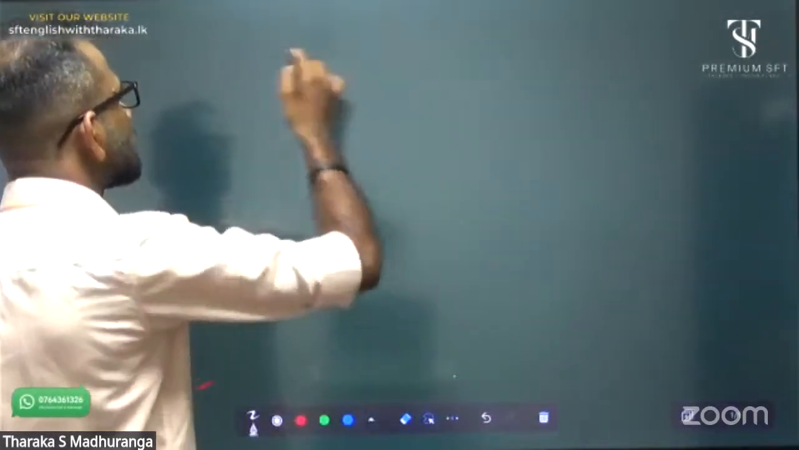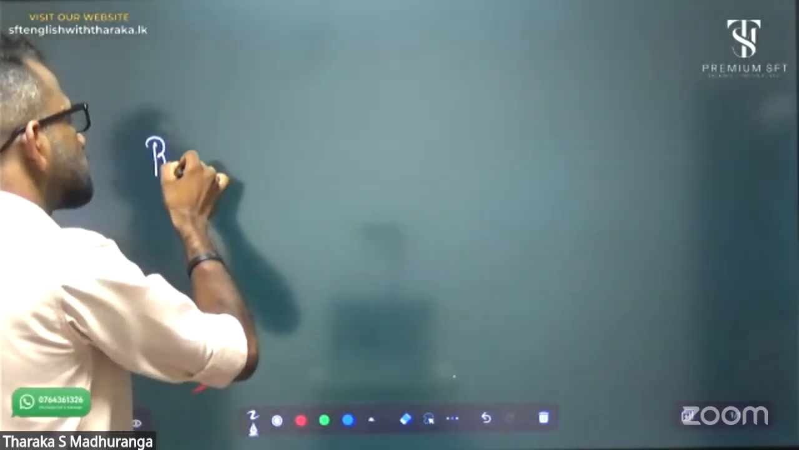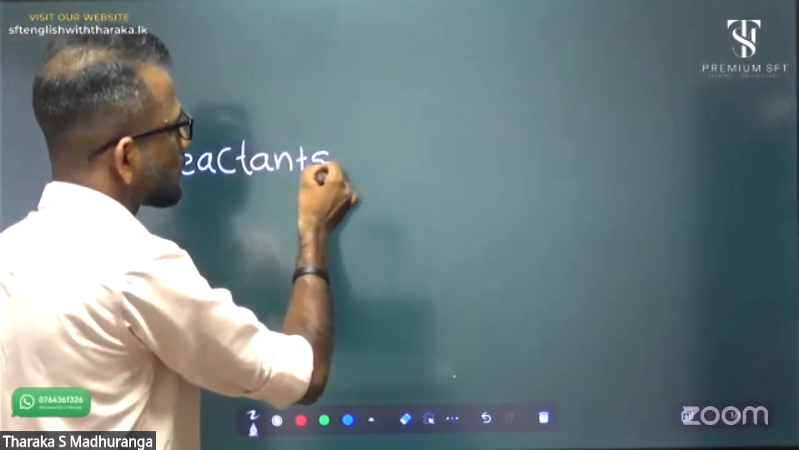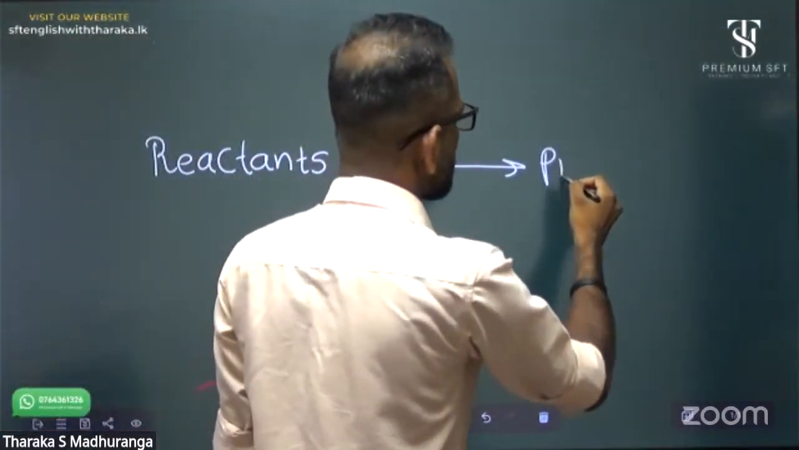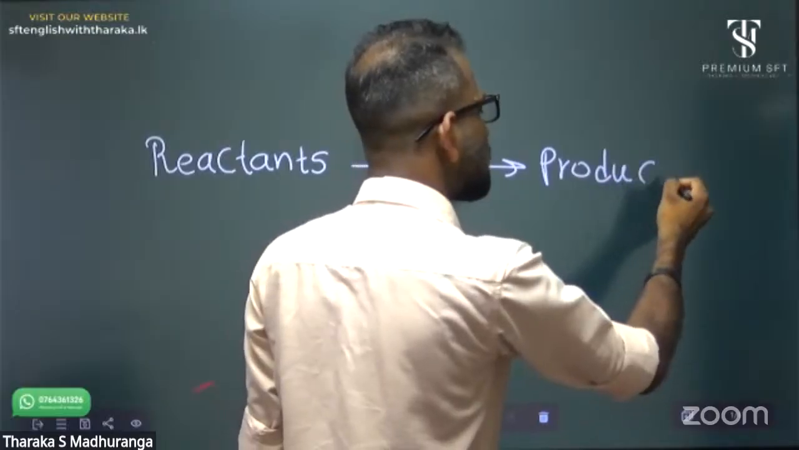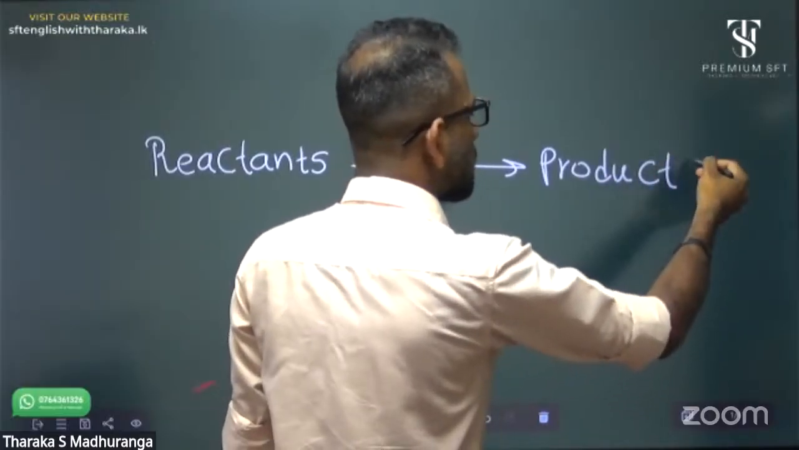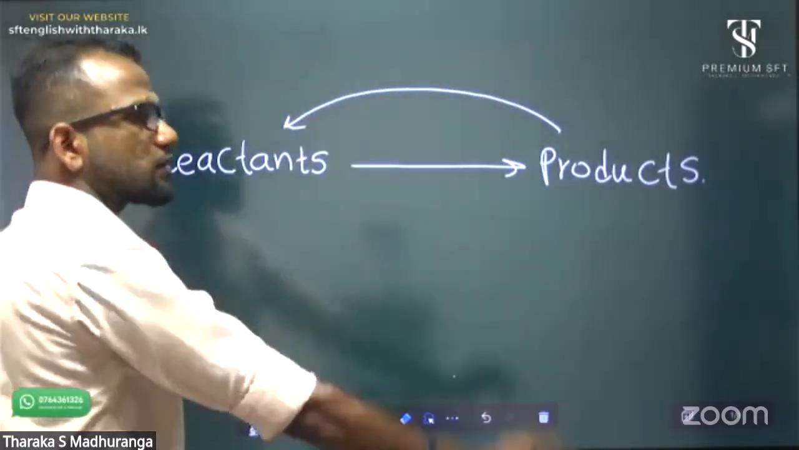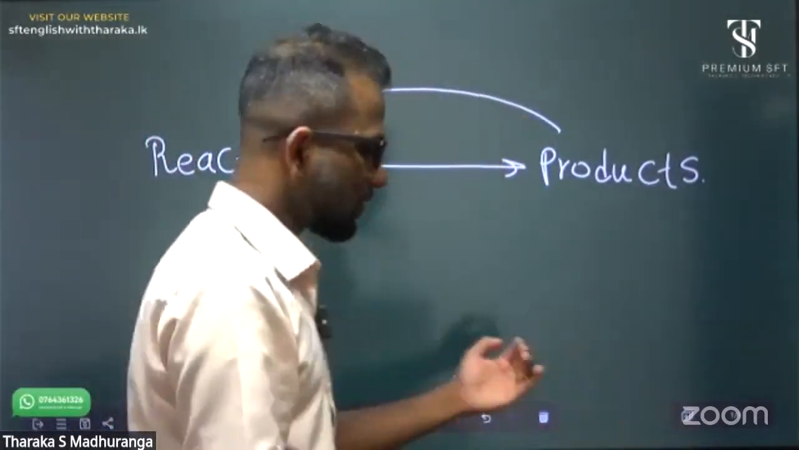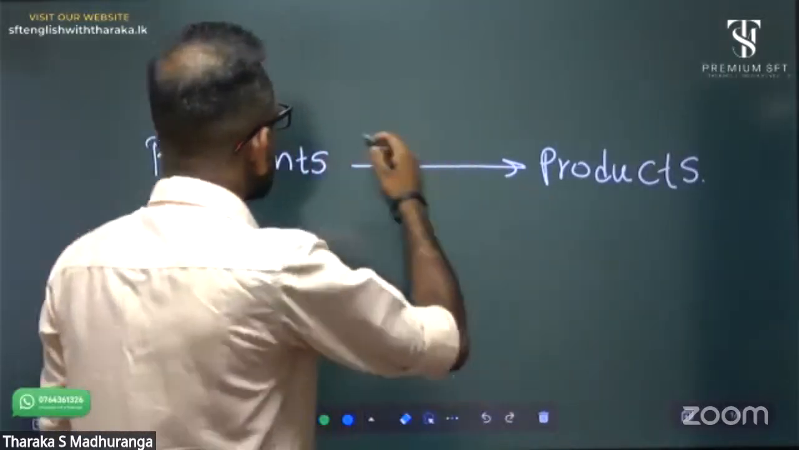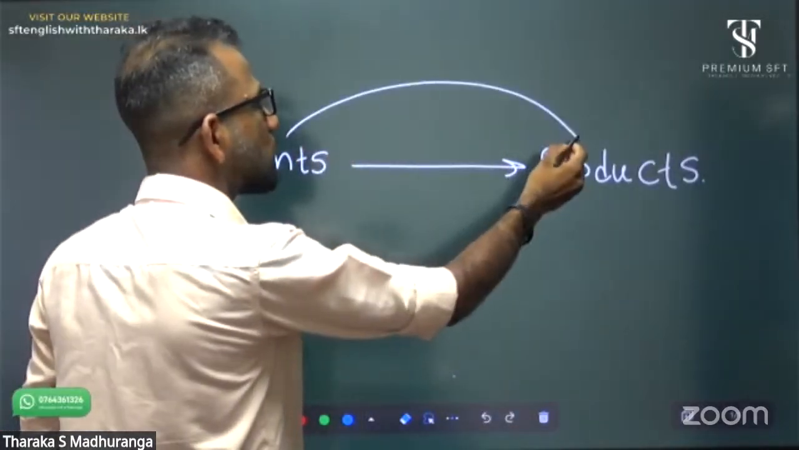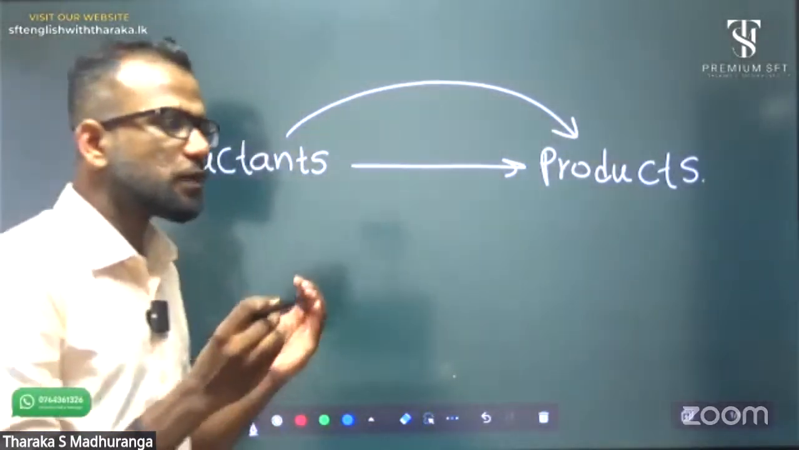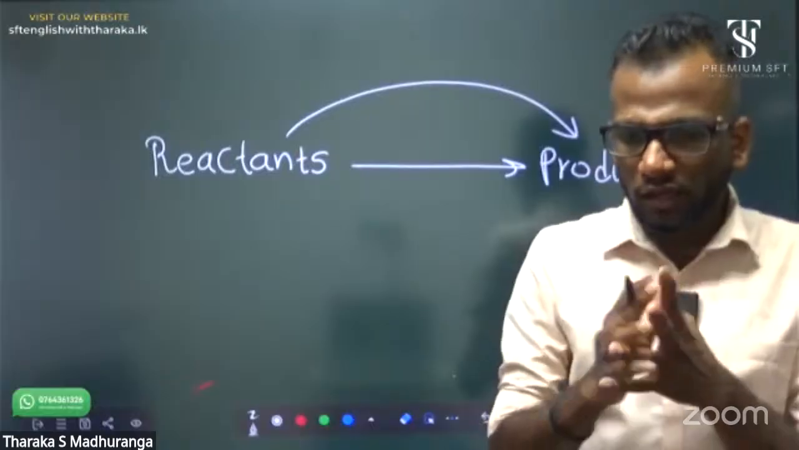Any chemical reaction always converts reactants to products. The product's characteristics totally differ from the reactant characteristics. It's a chemical conversion actually. Due to chemical conversion, it's converted to products. Okay, I already explained the mechanism of chemical reaction.